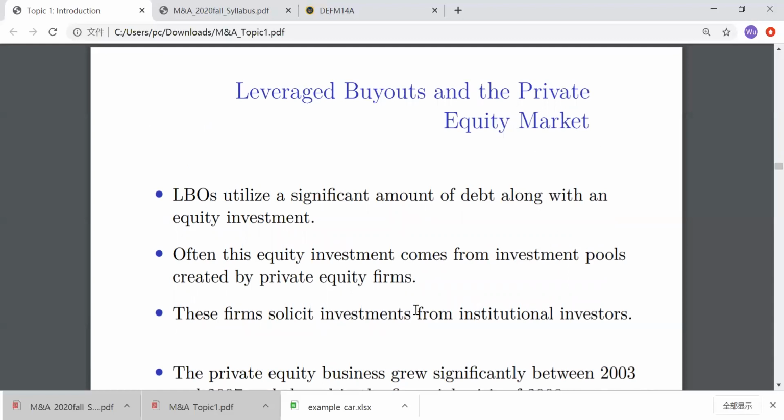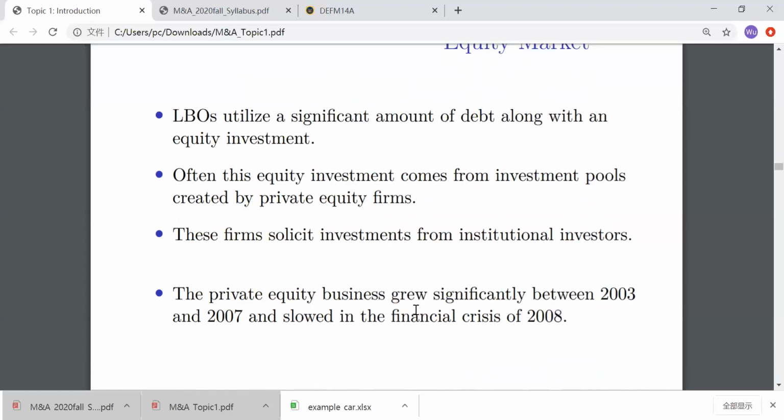So what is the special thing about leveraged buyouts? The special thing is that they typically use a significant amount of debt, which will significantly increase the leverage of the company. This significant use of debt comes together with equity investment. This equity investment comes from investment pools created by private equity firms, which attract equity investment from institutional shareholders. Private equity businesses grew significantly between 2000 and 2007 and slowed in the financial crisis.